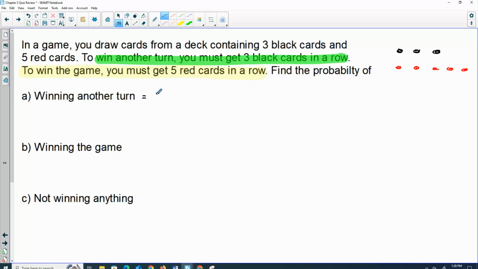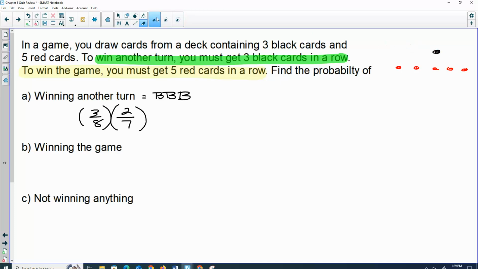So another turn means you have to get black and black and black, right? What is the probability that my first card is a black? 3 out of 8. Okay, there are currently 3 blacks out of my 8 cards there. If I take out a black, for my next one, how many black cards are there? 2 out of 7. Okay, if I take out that black card, now I have 1 out of 6. And we could multiply that, right?